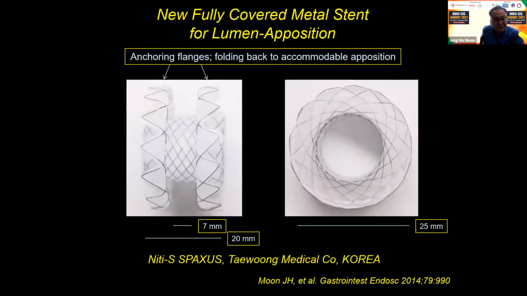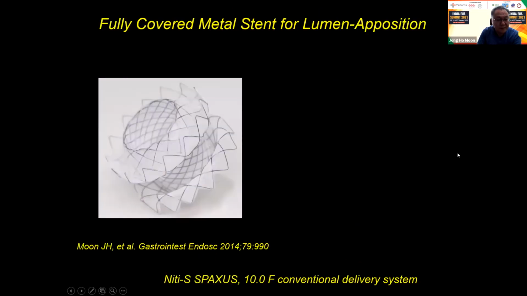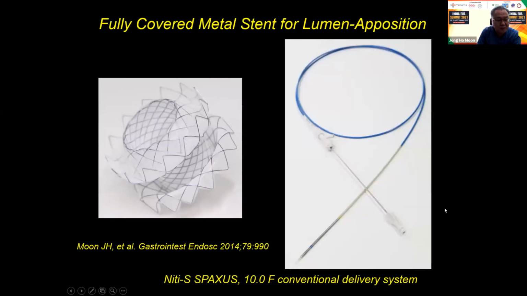This is a newly developed fully covered metal stent for lumen apposition, Spaxus, from Taewoong Medical. It has 25 millimeter large flanges for anchoring. The distance between the two flanges is 20 millimeters, but after complete folding back of the two flanges for anchoring, the distance between them is just 7 millimeters. Compared with Axios, it uses a 10 French conventional delivery system, so it is very familiar to the operator.